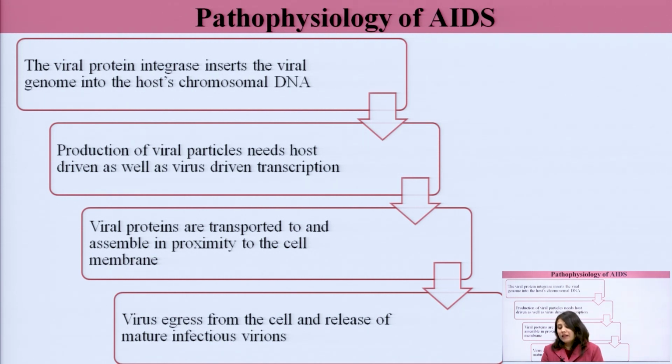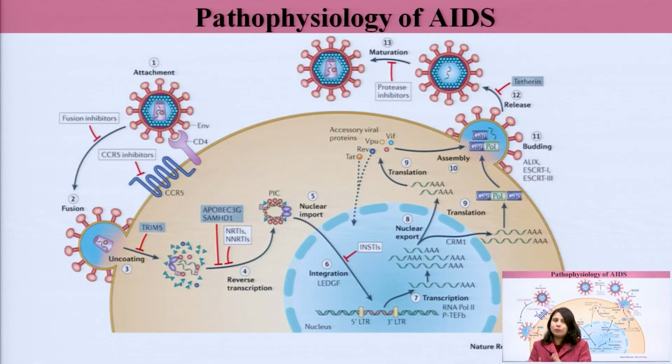Production of viral particles needs host-driven as well as viral-driven transcription. Viral proteins are transported to assemble in proximity to the cell membrane. The virus egresses from the cell and releases mature infectious variants. This is the complete cycle of how this infection occurs and spreads, which I am going to explain through this image.